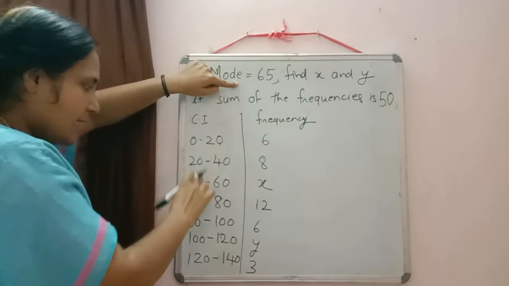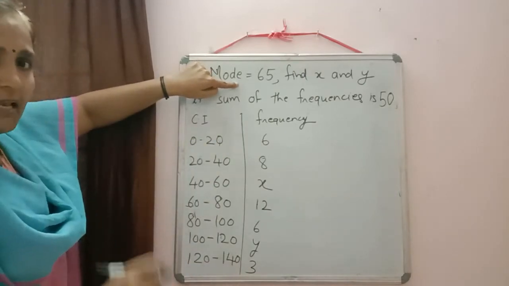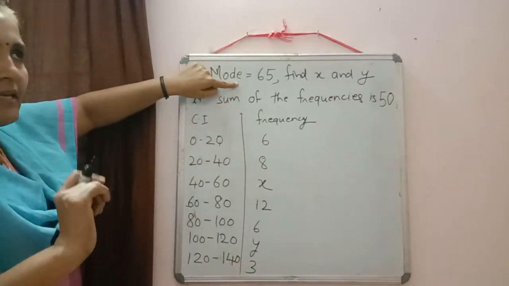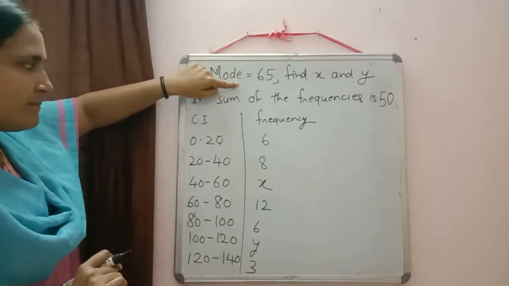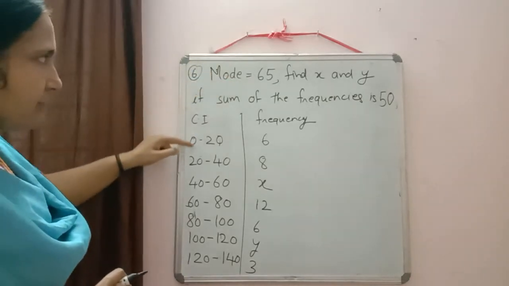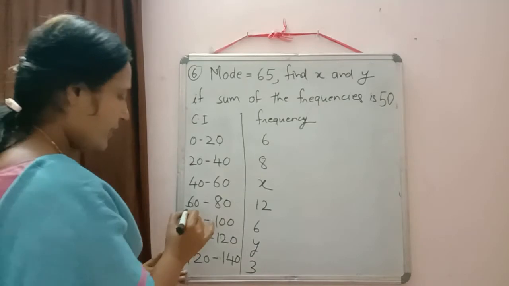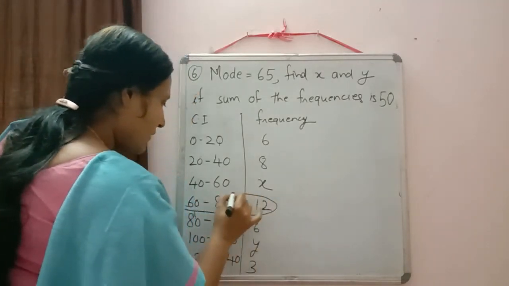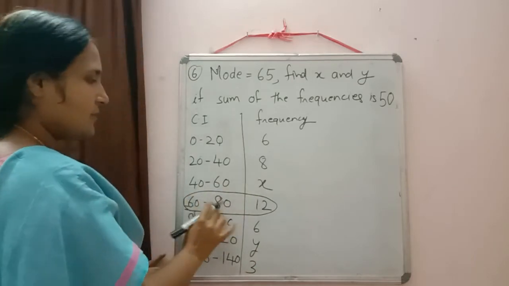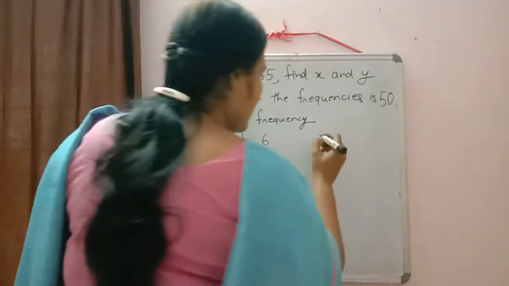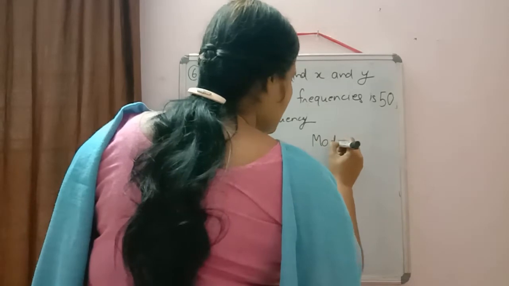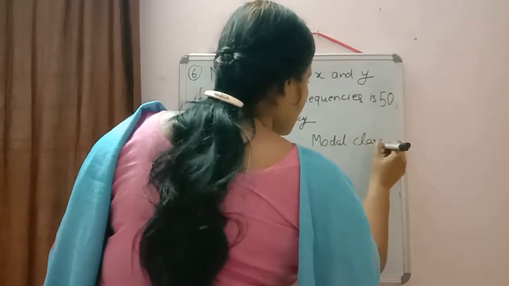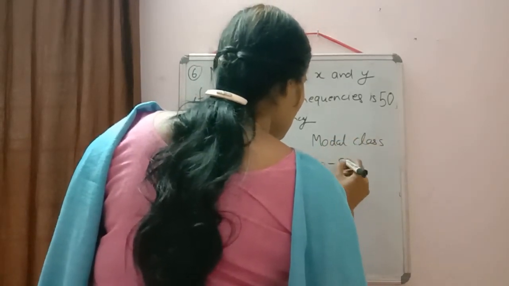Now check in this class interval. 65 will be in which class interval? Between which two numbers will it be? In the class interval, if you check, 65 lies between 60 and 80. So our modal class we got is 60 to 80. So just write down here, modal class is equal to 60 to 80.